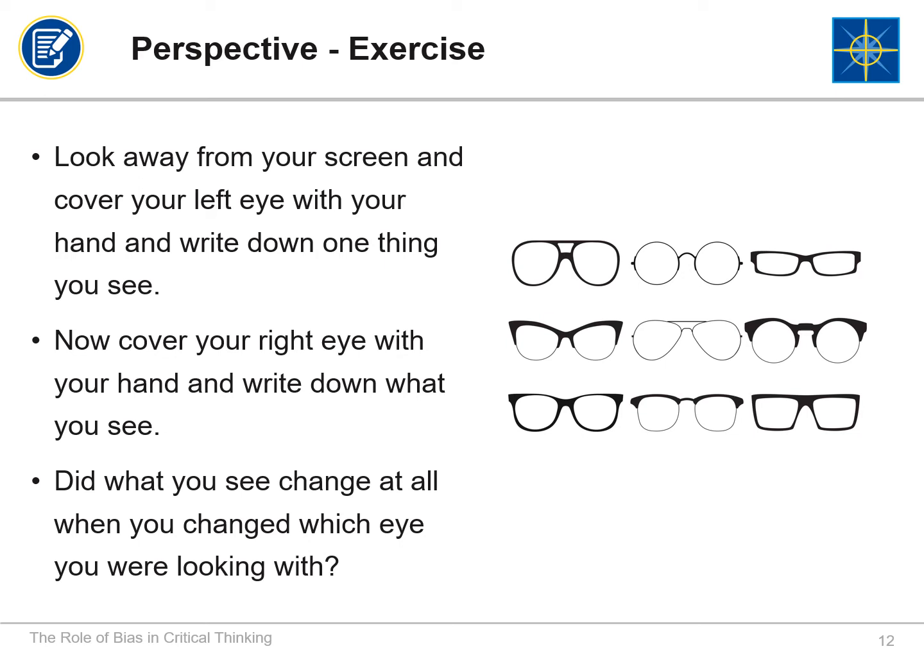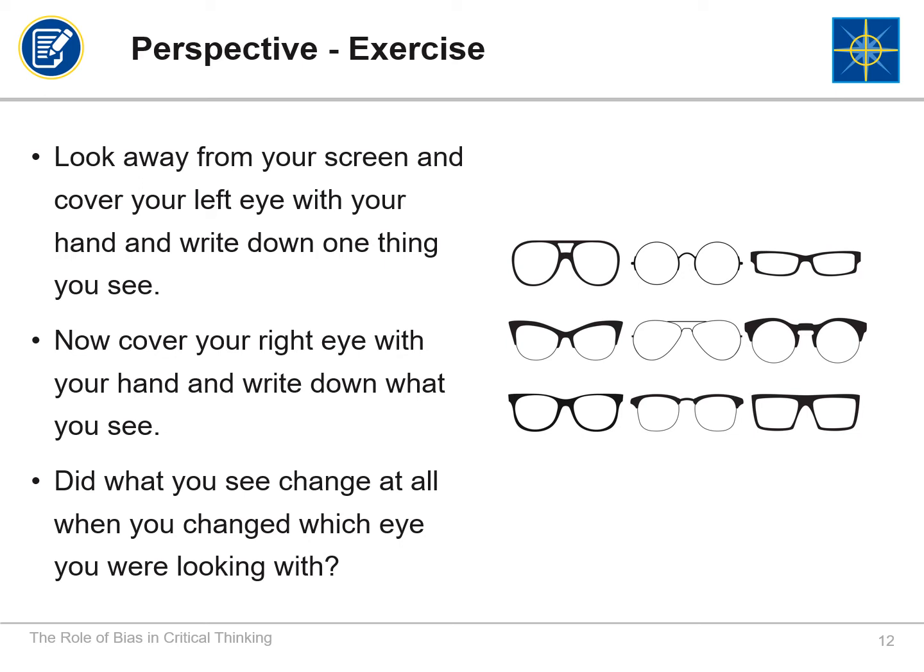Let's do a quick exercise on perspective. Look away from your screen and cover your left eye with one of your hands. And then in your workbook or on a piece of paper, write down one thing that you see. Do this again, but cover your right eye this time and look at the same object. Write down in your workbook or on your paper, how does the object look different when looking through the other eye?